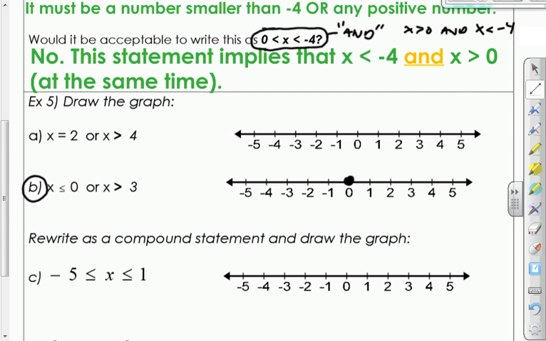our solution set. And the numbers that are less than 0 would be to the left. Or x is greater than 3. Well, that would not include 3. And the numbers that are greater than 3 would be to the right. So this graph would show any numbers that are less than or equal to 0, negative numbers and 0, or numbers that are greater than 3. Notice how there's no overlapping of the shading. This is because the statement was connected using or.